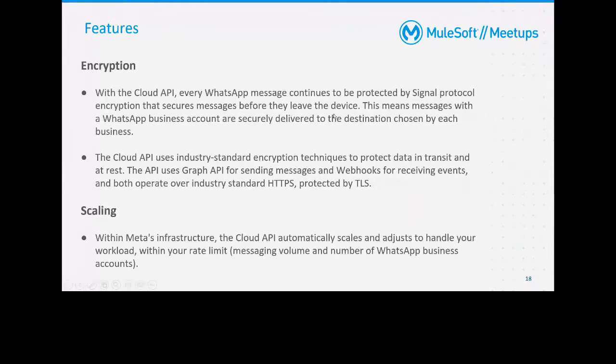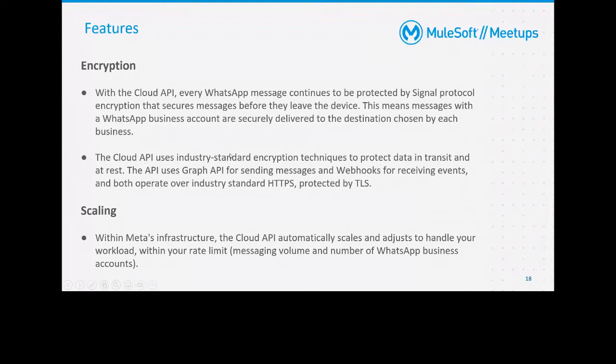So basically, our message conversation will be encrypted end to end. The Cloud API will be encrypting our messages. This means the messages with a WhatsApp business account are securely delivered to the destination chosen by each business. So the conversation will always be encrypted, and Meta is taking care of that. I'll show you, like you asked about this certificate thing, right? I'll show you how that is involved here as well.